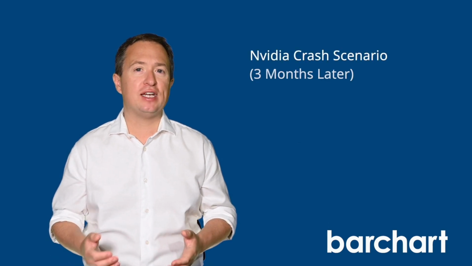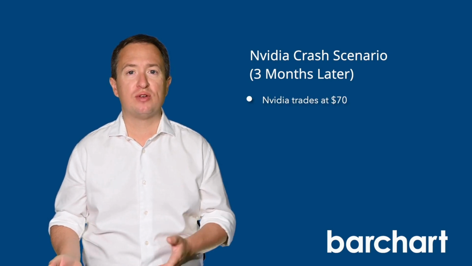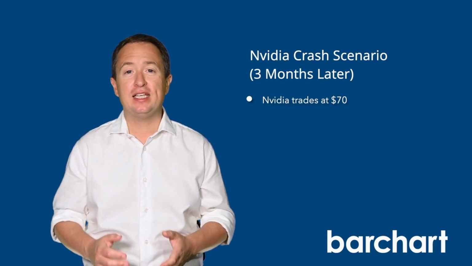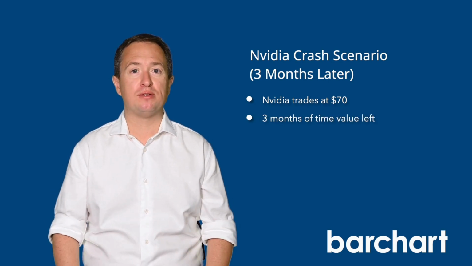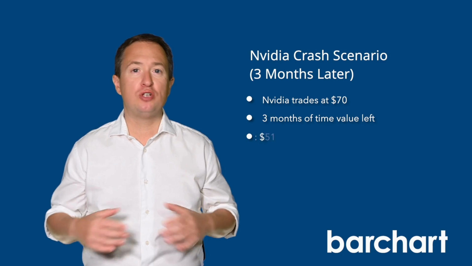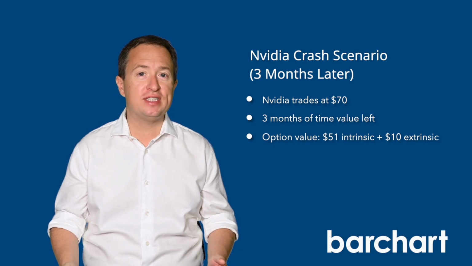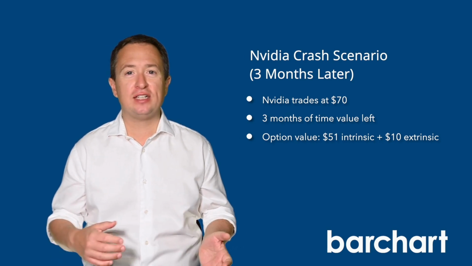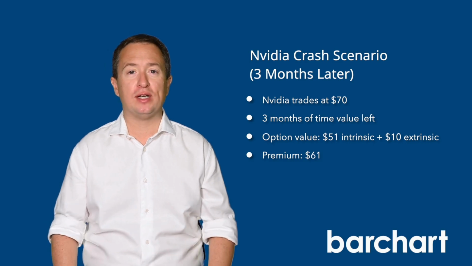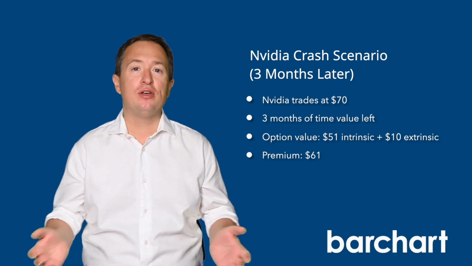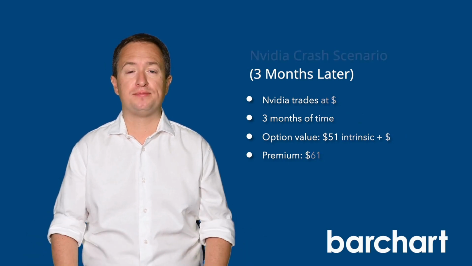Let's assume that NVIDIA crashed and started to trade around $70 3 months from now. At this point, there's about 3 months of time value left on the option. In this case, the option will be worth more than you paid. You'll have $51 of intrinsic value and likely another $10 of extrinsic value, making the premium around $61. And now you have a choice to make. Do you sell your put or do you exercise it?